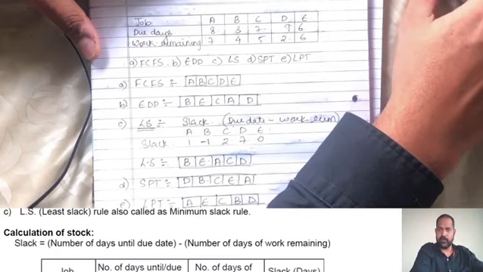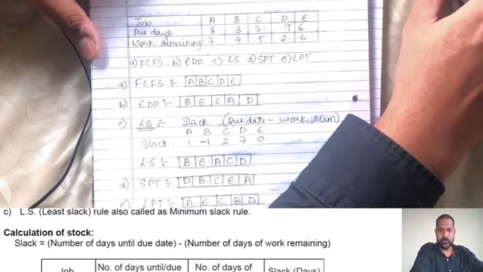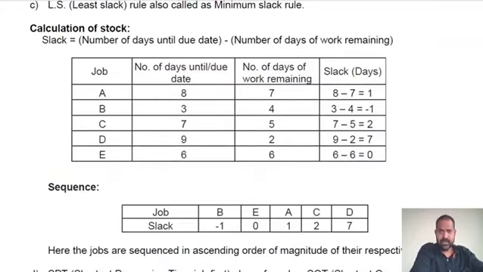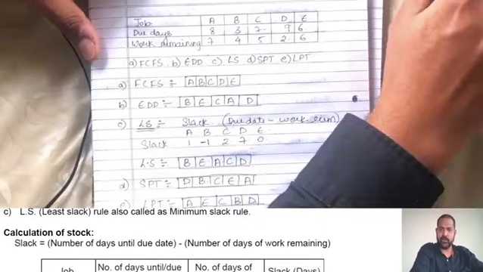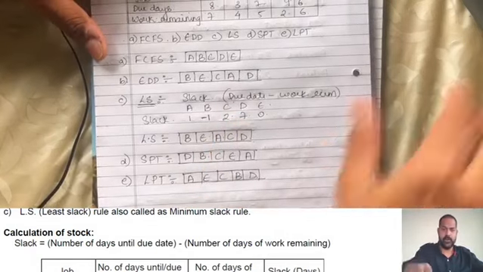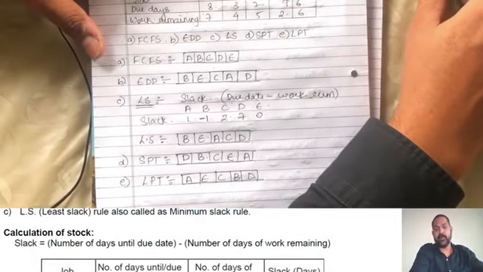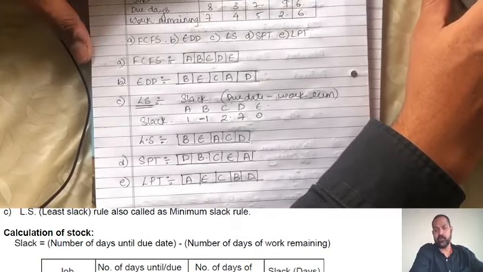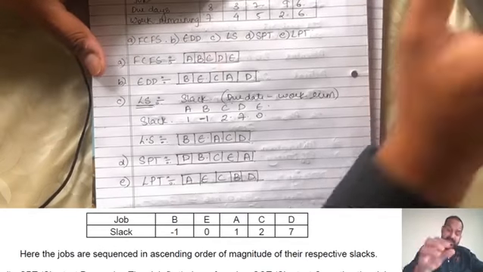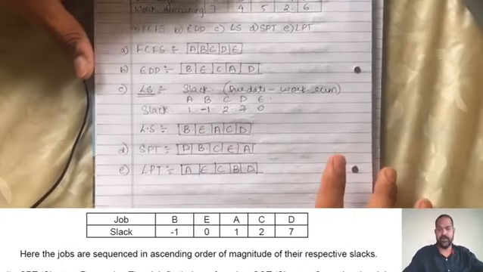Let's move to the next, which is LS, least slack. Now they have found the slack. Their slacks are 1, minus 1, 2, 7, 0, correct? Let's check our slacks. Our slacks are 1, minus 1, 2, 7, 0. Perfect. How do they do that? Slack is the number of days until due date minus the number of days that work is pending. What is your sequence according to that? It is B, E, A, C, D. Perfect.